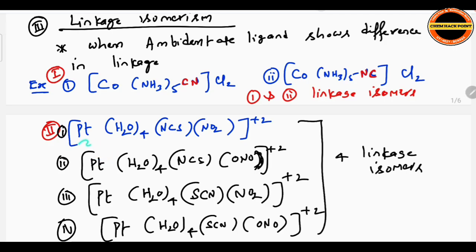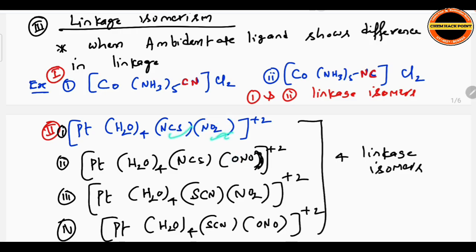Another example: [Pt(H2O)4(NCS)(NO2)]. Here there is an ambidentate ligand NCS and one more ambidentate ligand NO2. NCS can form a bond through N, and similarly it can form a bond through S also. That's why it is ambidentate. NO2 can form a bond through N, and similarly through O.